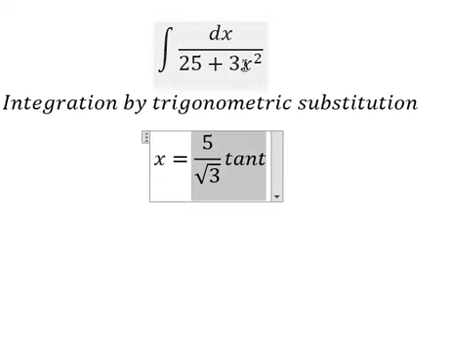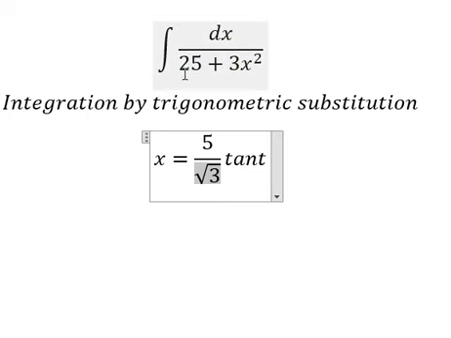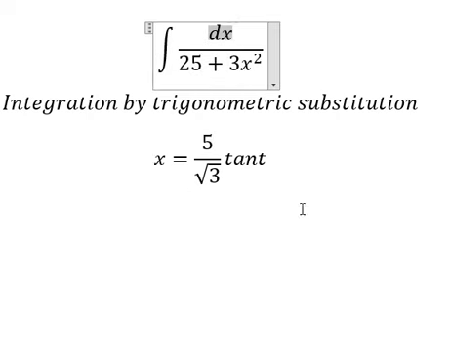Because if I put this one in here, we have 25 over 3 tan t squared. 3 and 3 we cancel. 25 we can factorize. 1 plus tan t squared we change to secant of t squared, and later we simplify by dx.